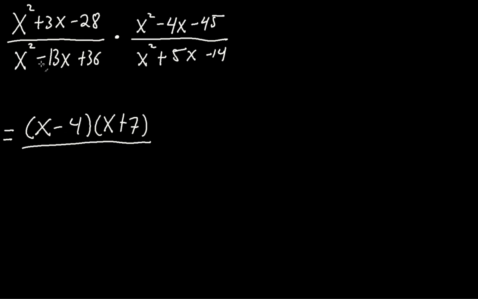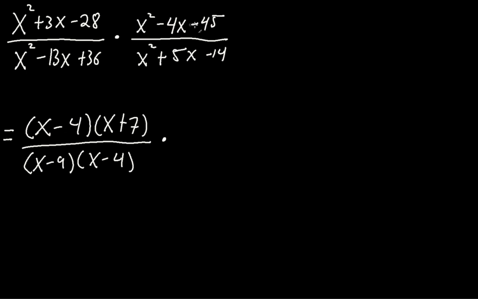All right. For x squared minus 13x plus 36, this bottom left-hand trinomial, I have to find the factors of 36, which would add to negative 13. And I think they would be negative 9 and negative 4. X minus 9, x minus 4. The minus 9 and minus 4, those multiply to positive 36 and add to negative 13.